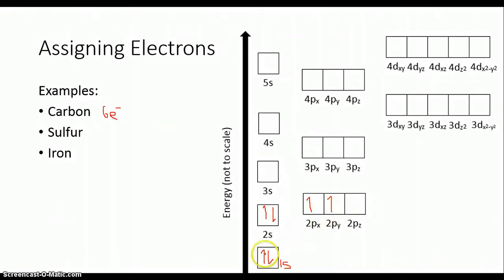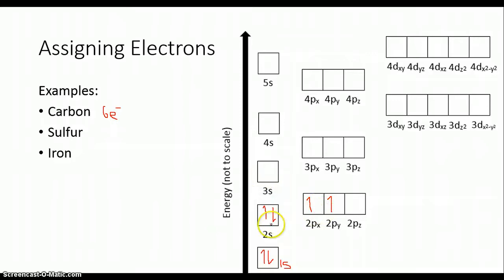This is the lowest energy level, the lowest energy orbital. This is the next lowest, and then this is the next lowest. It doesn't go from 1s, 2s, and then to 3s. It goes 1s, 2s, and then to 2p because it is the next highest in energy. Right? 3s is a little bit higher in energy than 2p.